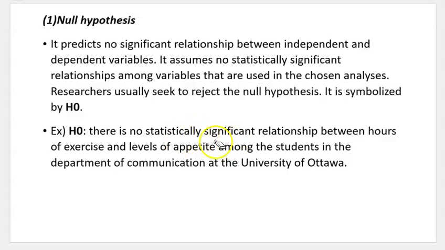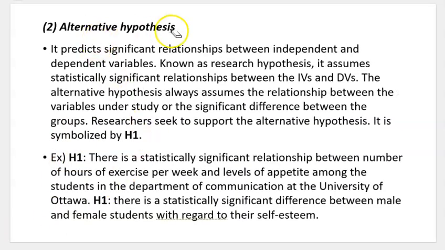And then there is no difference. I mean, there is no relationship between the hours of exercise and the appetite, and then you will accept your null hypothesis. There is no difference. And if there is a difference, you will reject your null hypothesis. So the alternative hypothesis is about when there is a difference and when there is a relationship.